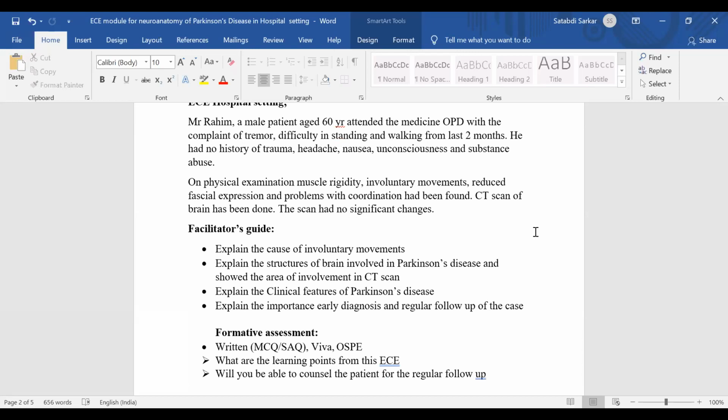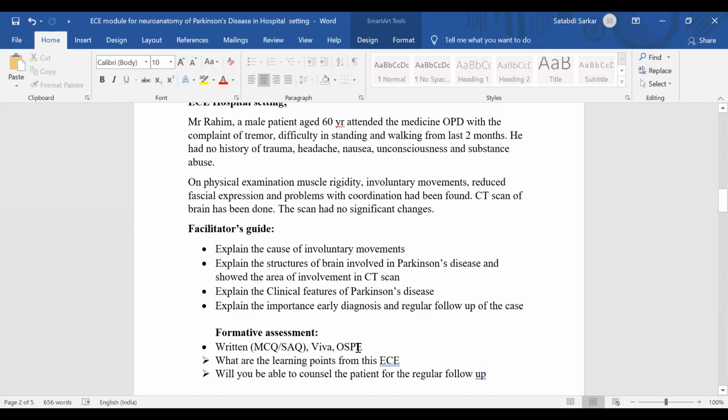The facilitator's guide will be to explain the cause of involuntary movements, explain the structure of the brain involved in Parkinson's disease, show the area of involvement in CT scan, explain the clinical features, and explain the importance of early diagnosis and regular follow-up of the case. The assessment can be done by written, viva and OSPE. In written, multiple choice questions or short answer questions can be used, and the main focus is on the learning points from this EC, and being able to counsel the patient for regular follow-up.